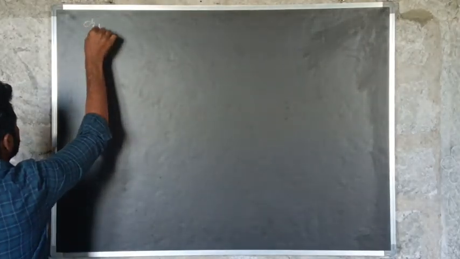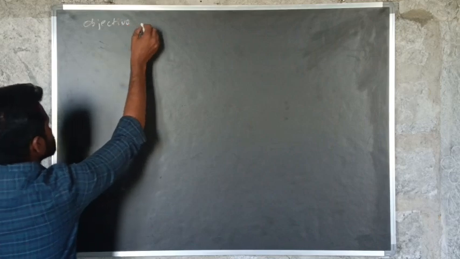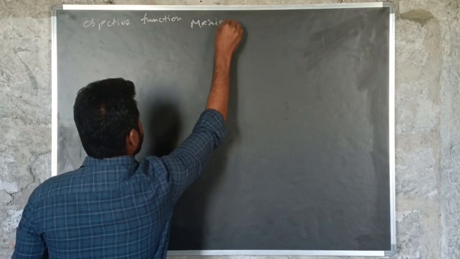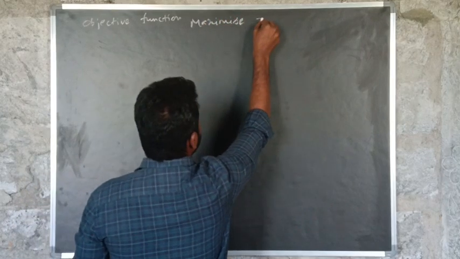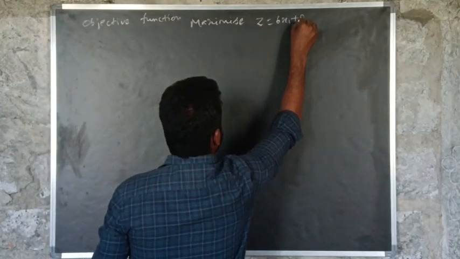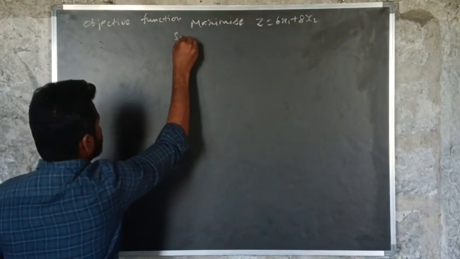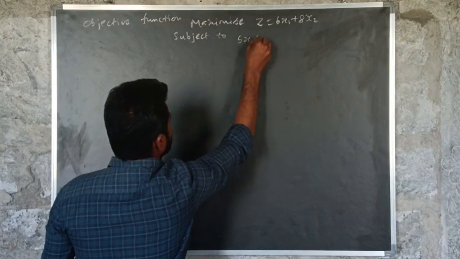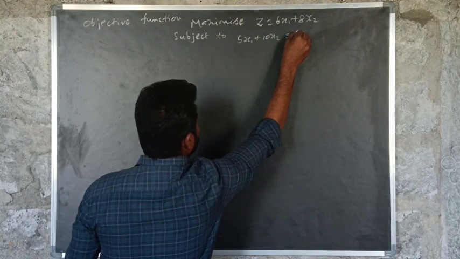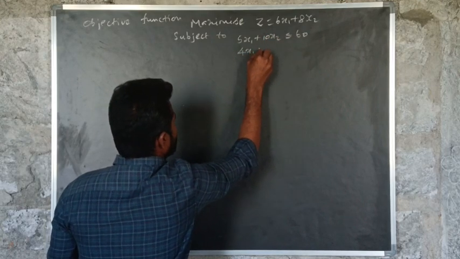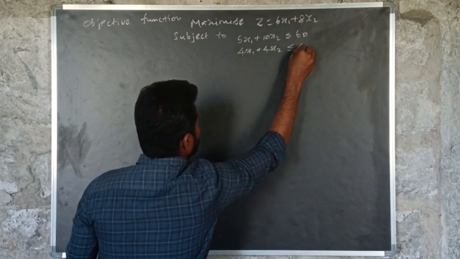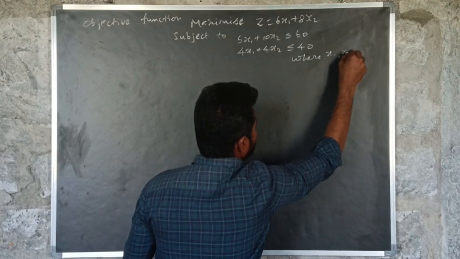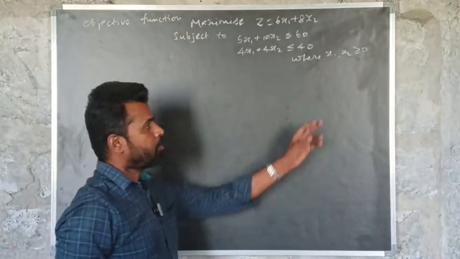The objective function of this problem is: maximize Z equal to 6x1 plus 8x2, subject to 5x1 plus 10x2 less than or equal to 60, and 4x1 plus 4x2 less than or equal to 40, where x1, x2 are non-negative, which means the x1, x2 values should be greater than or equal to 0.